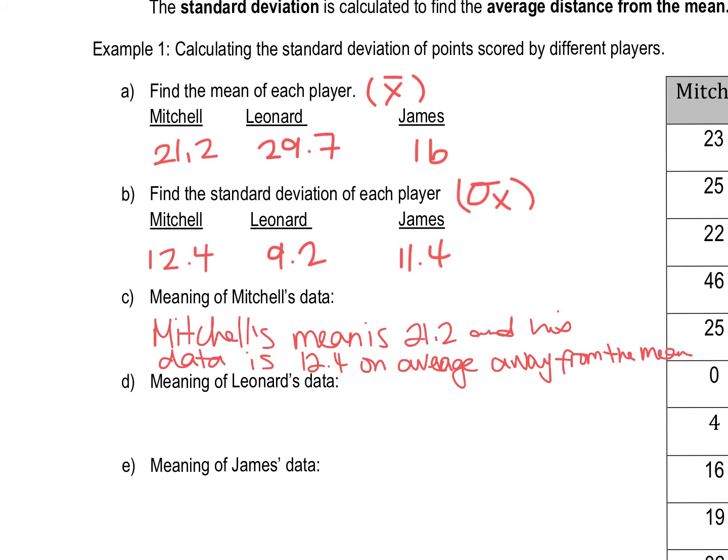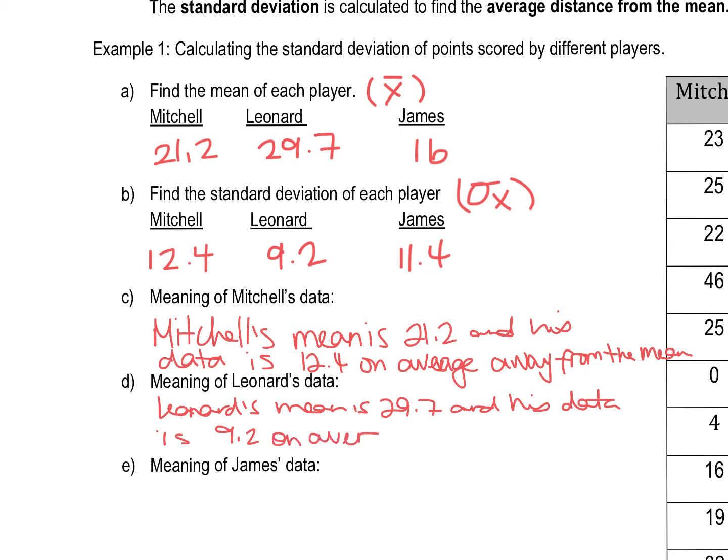Okay, same thing for Leonard's data. So we can say Leonard's mean is 29.7, so he's got a much higher average. That's pretty awesome. And his data is 9.2. So he has a higher average and his data is closer together. That's pretty good. He's doing really well. It's 9.2 on average away from the mean.